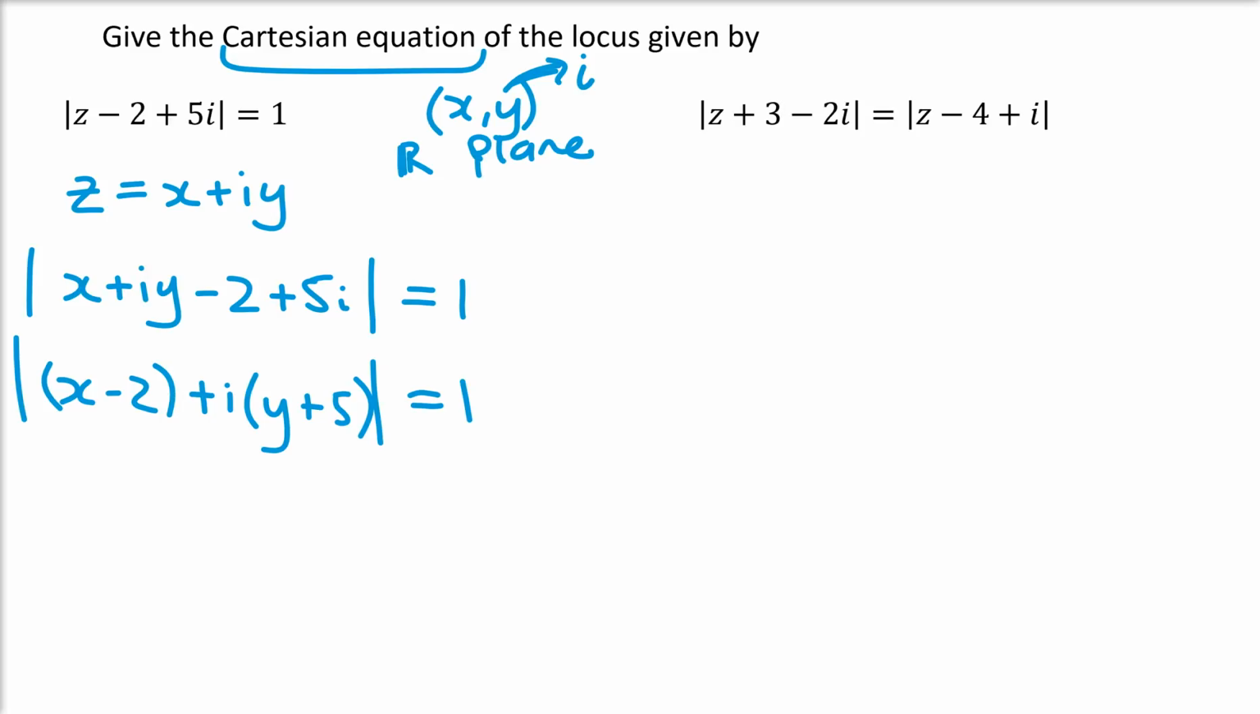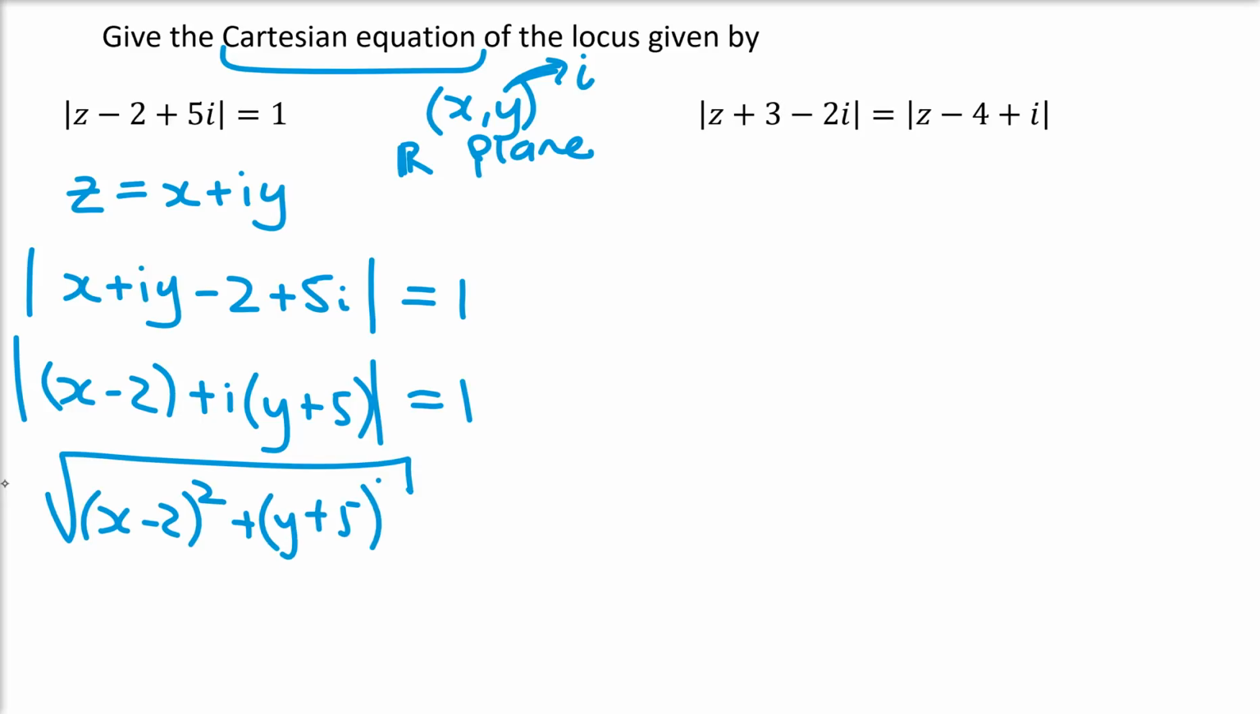Now how do you find the modulus of something? It's the square root of the two numbers, isn't it? It's the square root of x minus 2 squared and y plus 5 squared. And if that equals 1, does that look like a Cartesian equation that you have seen? Do you like the square root of the squares, or do you just want it to be x minus 2 all squared plus y plus 5 squared equal to 1 squared, which is 1. There is my Cartesian equation.